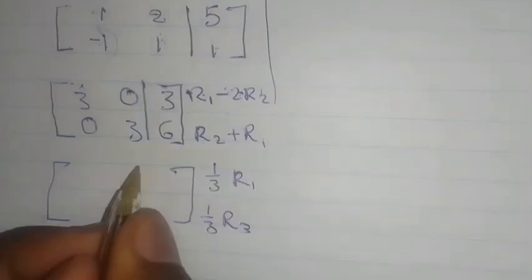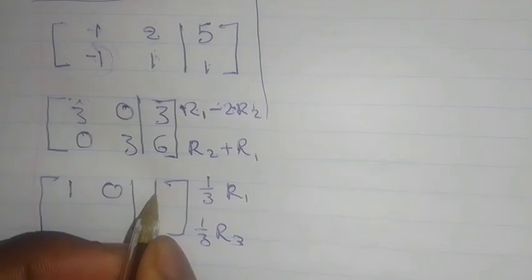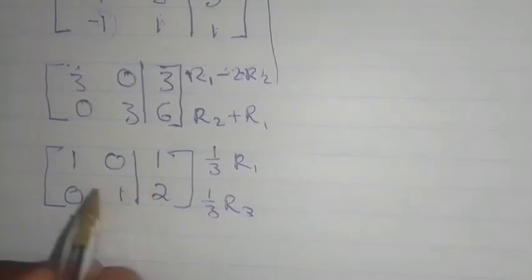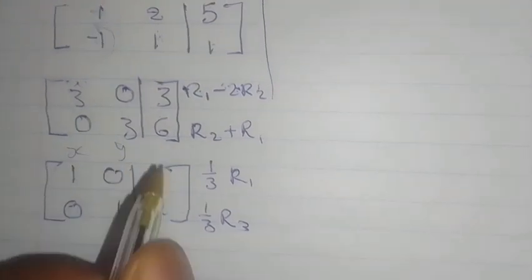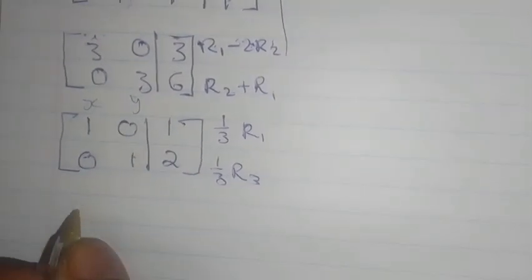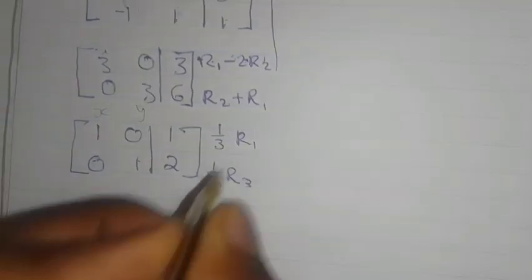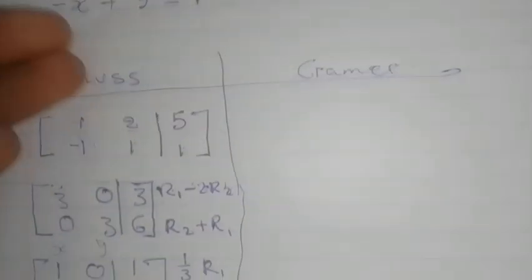So what we have here is 1, 0, 1, and then 0, 1, 2. 6 divided by 3 is 2. Remember, this is your x, this is your y, and this will be the equal sign. So that technically implies that x equals 1, and y equals 2. That's when you use the Gauss method.